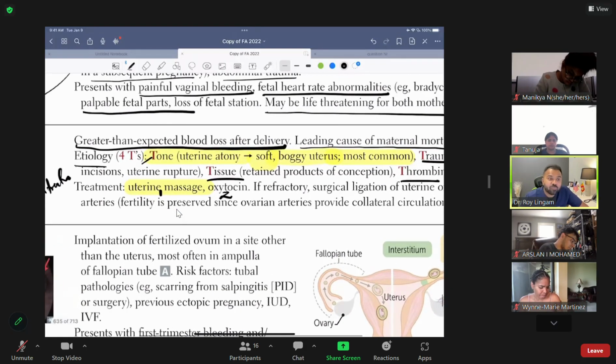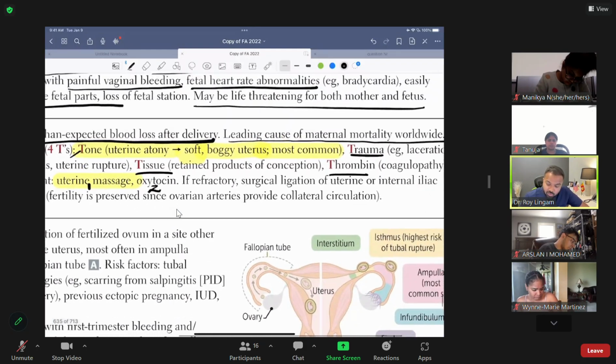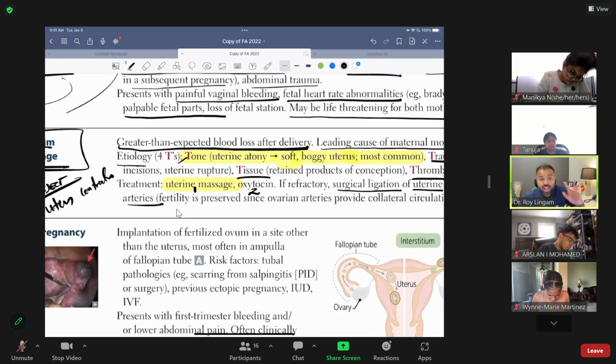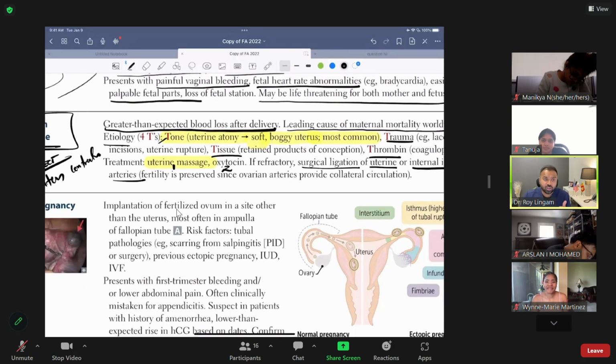If that doesn't help either, then we have to go for surgical ligation, folks. We have to ligate either the uterine artery or the internal iliac arteries. They ask this in the exam, which artery you ligate. You must know it. That's much better than if they put a picture and ask you to identify it. I hope they don't do that. I haven't heard it, but one day it will happen. So that's the uterine artery and internal iliac artery, both of them.